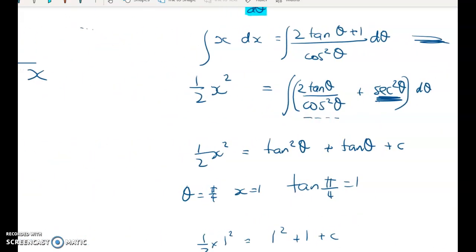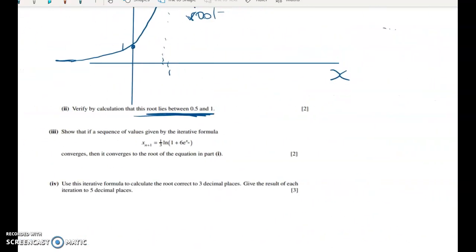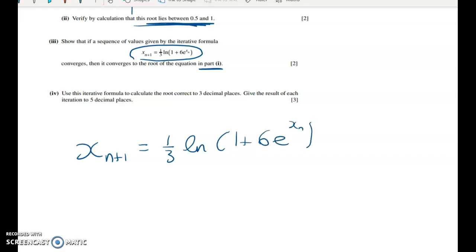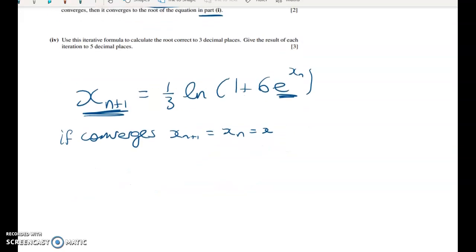Then the next part of the question was interesting, because what it's asking you to do is to show that if this sequence converges, then it's going to give us the right root for the equation in part 2. So we've got x, the n plus 1th value of x is equal to 1/3 times the log of this. The key to doing this question is to say, if it converges, then what that means is that this value is the same as this value. So we've got x n plus 1 is equal to xn, which is equal to my root x. So we can change this and this over to x and then rearrange.